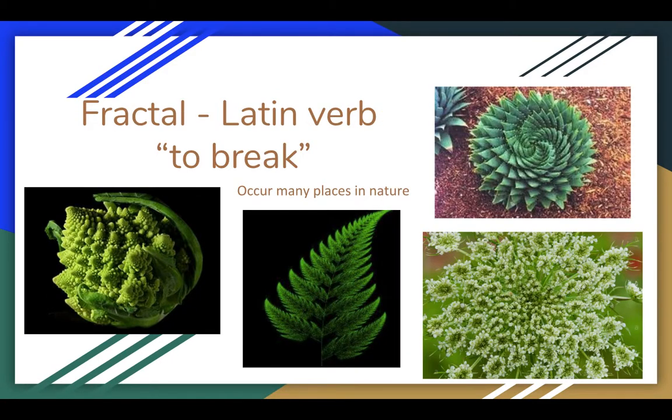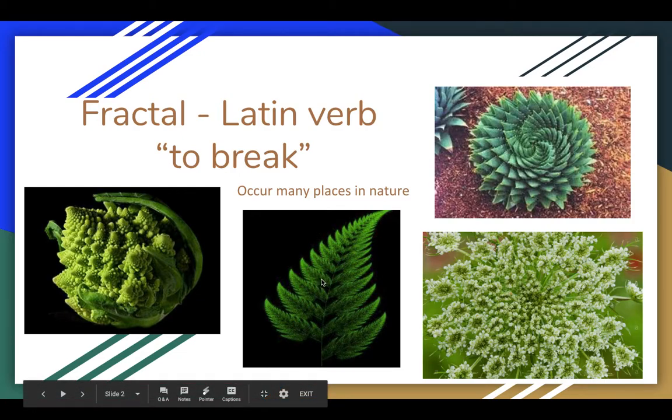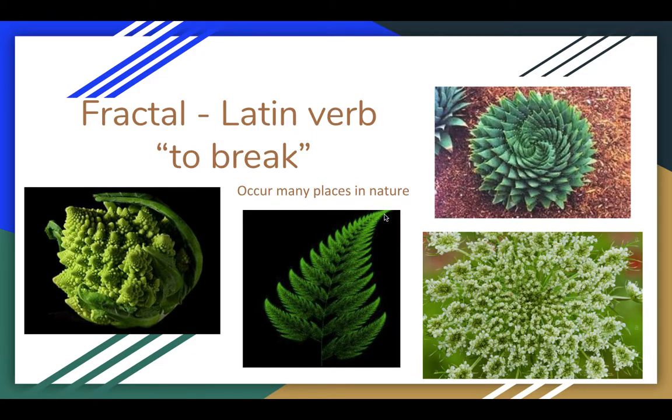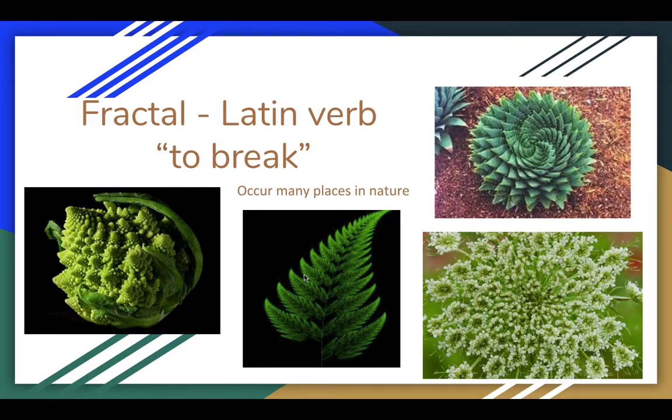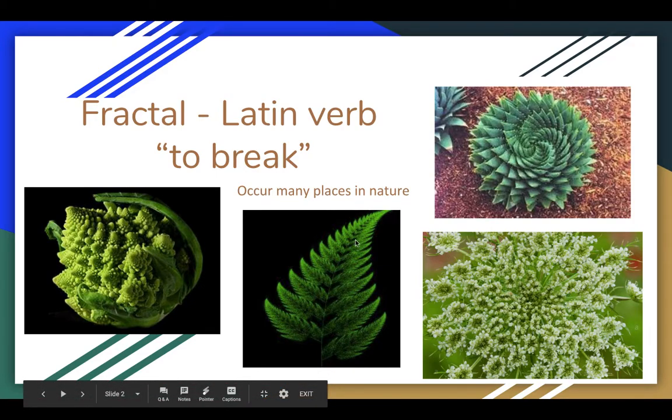So, starting in nature and what it means to be a fractal. Fractals come from the Latin verb which means to break, and it occurs in many places in nature. Looking at this fern here, you would recognize a fractal by looking at each individual part of the fern, like one of these branches, and seeing how this branch is similar to the fern as a whole. Looking even closer, each little leaf on this branch also represents the fern as a whole.